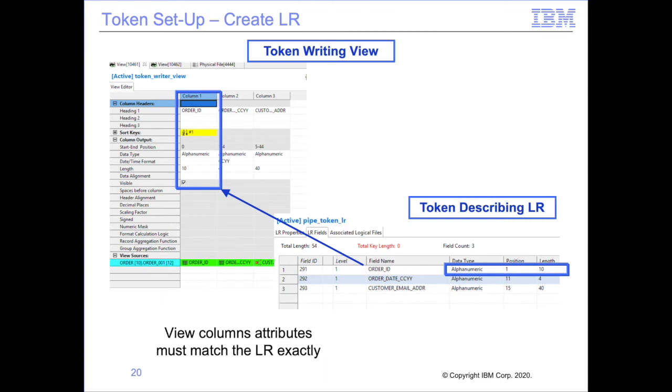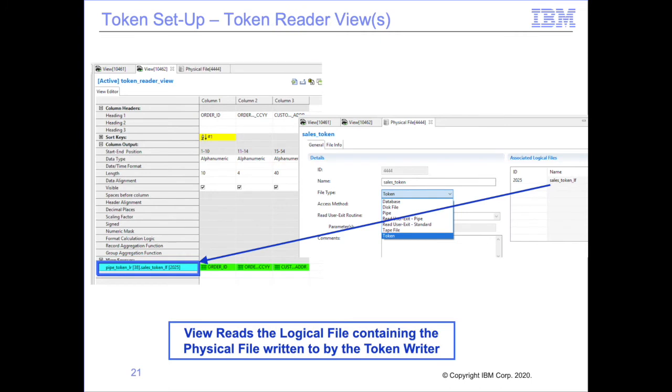Like pipe usage, the next step is to create the logical record for the token reader view to use. In our example, we've reused the same logical record used in the pipe example. Again, the logical record which describes the token must match the output from the view exactly, including data formats, position, lengths, and contents. Again, the view which reads the token uses this new logical record. It also must read from the logical file which contains the token physical file written to by the token writer view. Note that the same logical file must be used for both token writer and token reader. Using the same physical file contained in two different logical files causes an error in processing.